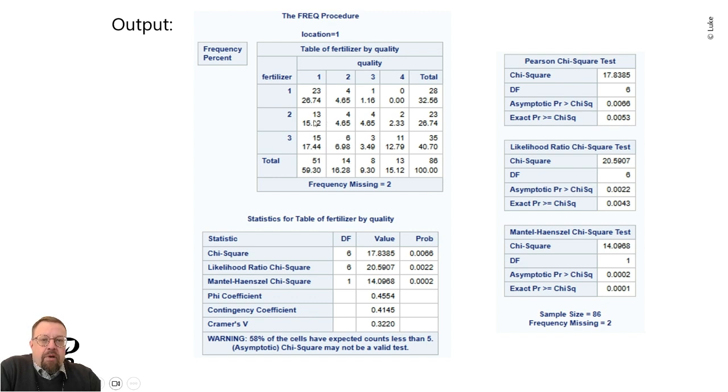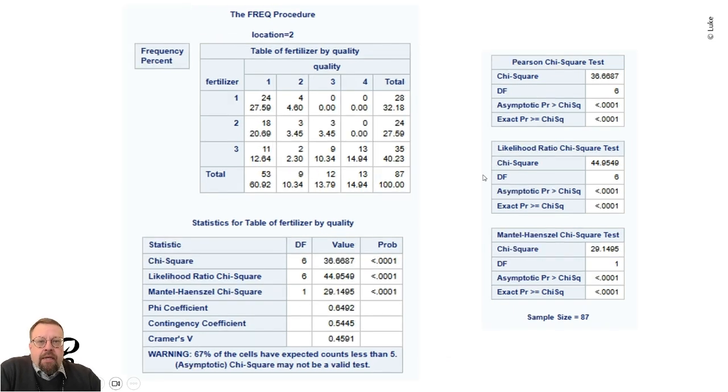So we see the same kind of behavior here, that in fertilizers one and two, there's more in quality one, and in fertilizer three, it's more evenly between qualities one and four. And in location two, we get the same warning. So we use the exact version, but that's also significant here. And we see the same kind of pattern between fertilizer and quality. So we also find out that it's a significant relationship in location two as well.